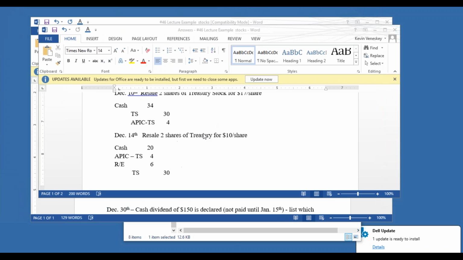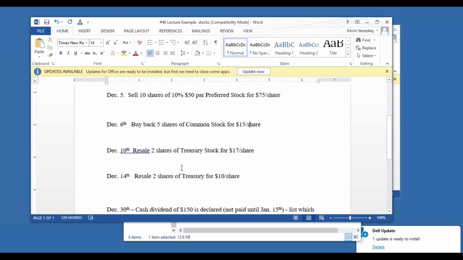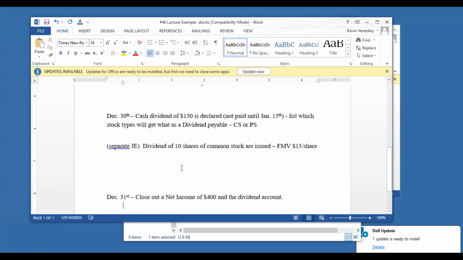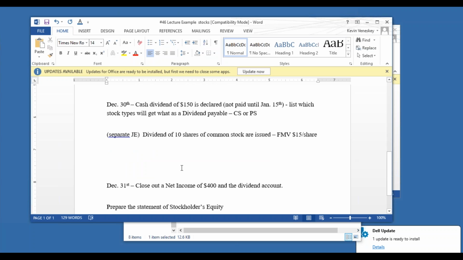All right, let's finish up our example on number 46. We're down to the last two dates, where we're actually issuing dividends, and then we're going to close out our net income and our dividends. We're going to do a closing entry, and then look at how everything ends up, taking our T accounts and putting them into the balance sheet as part of the stockholders' equity.